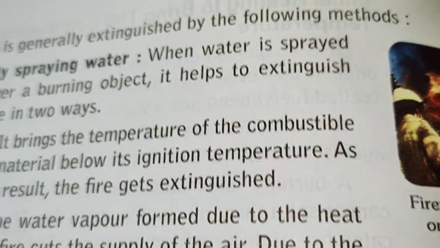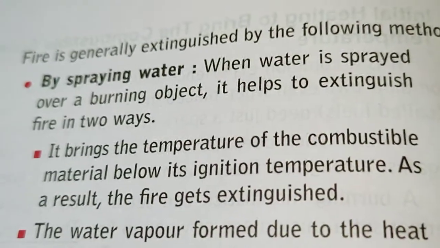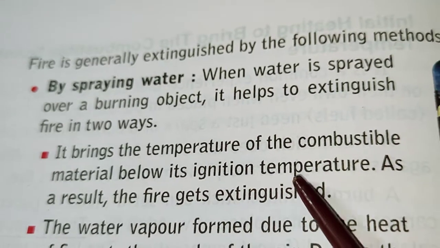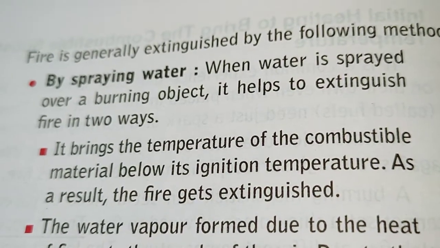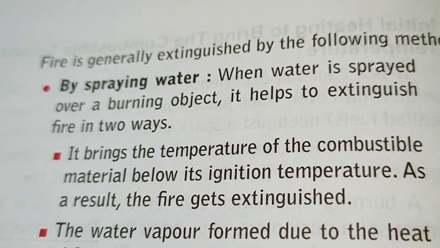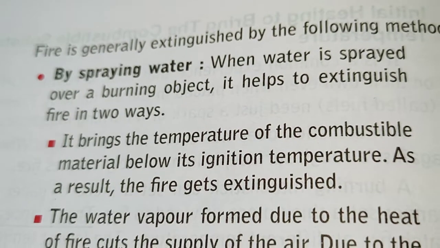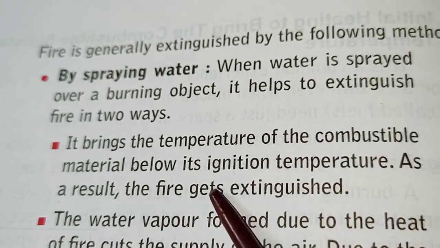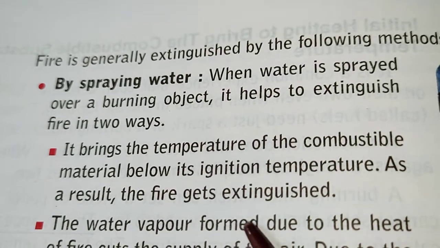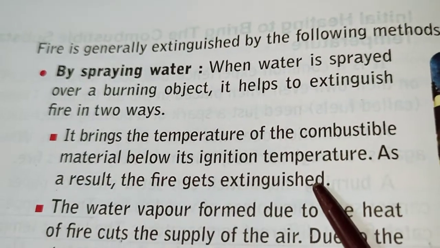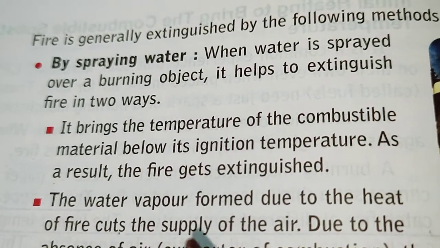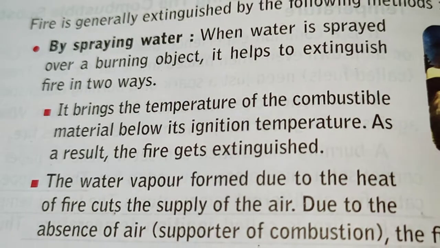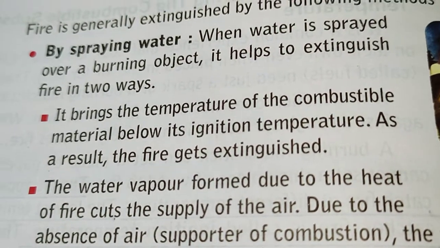In the previous class, you have learned about ignition temperature. It is the lowest temperature below which the substance would not burn. Therefore, if the temperature of the combustible material is brought below its ignition temperature, then the fire can be extinguished. Okay, so spraying water brings the temperature below ignition temperature.